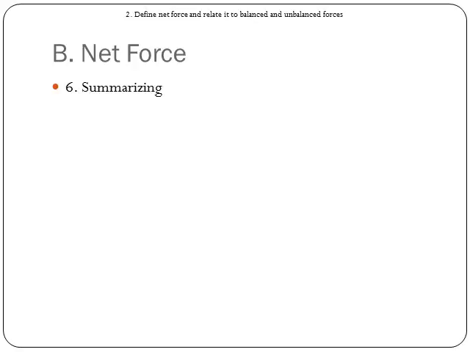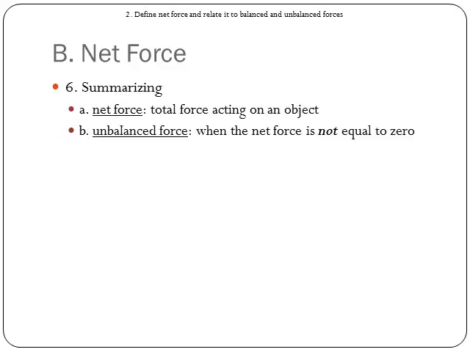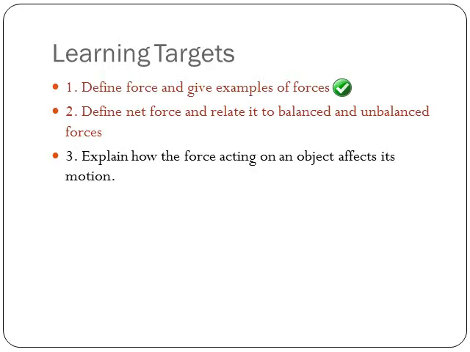So let's summarize what we've learned here about net force. We've said that net force is simply the total force acting on an object. An unbalanced force, this is whenever the net force is not equal to 0. While a balanced force, that is when the net force is equal to 0. Going back to our learning targets here, we have now defined net force and we've related that to balanced and unbalanced forces. Our last learning target for this video: we want to be able to explain how the force acting on an object affects its motion.